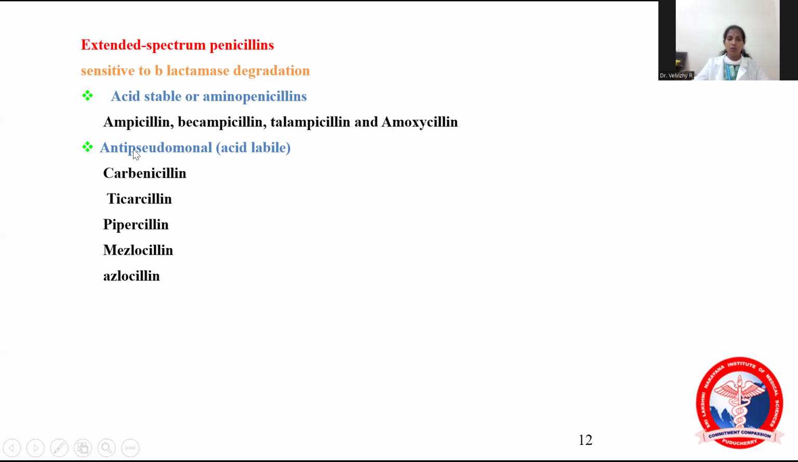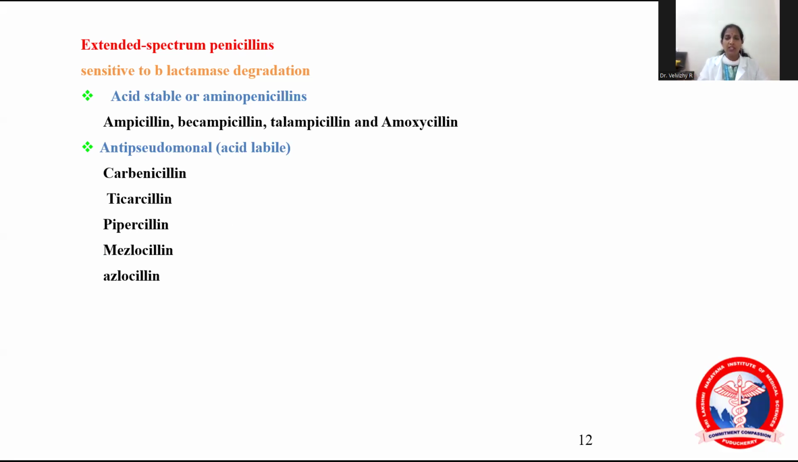And then we have anti-pseudomonal penicillin. Here all the drugs are acid labile, so we have only parenteral preparations. Again, in anti-pseudomonal we have two groups: one is carboxypenicillin and another one is ureidopenicillin. For carboxypenicillin, we have carbenicillin and ticarcillin. For ureidopenicillin, we have piperacillin, mezlocillin and azlocillin. So this is the classification of penicillin.